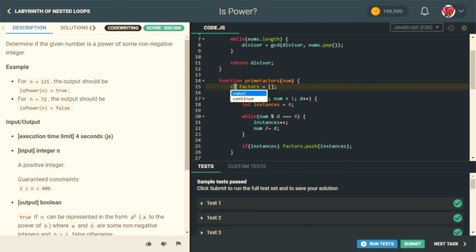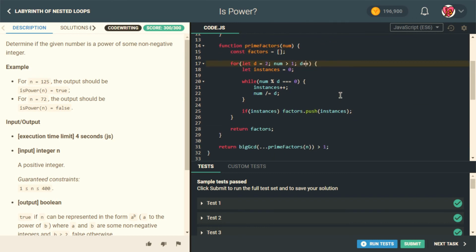This could be a const. It doesn't need to be a let because we're not going to reassign factors. And you might be thinking, well, yeah, you're pushing numbers to it, but keep in mind, it's not a constant array. We can change the values in the array. It's a constant binding between the word factors and whatever array we have here. It might have different stuff in it over time, but the binding is going to be constant. We're not going to be able to say factors later on is some other thing, okay?